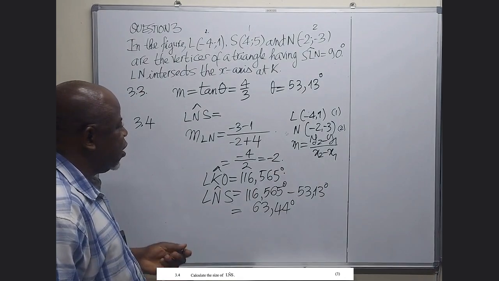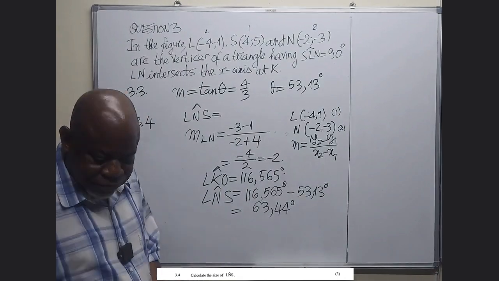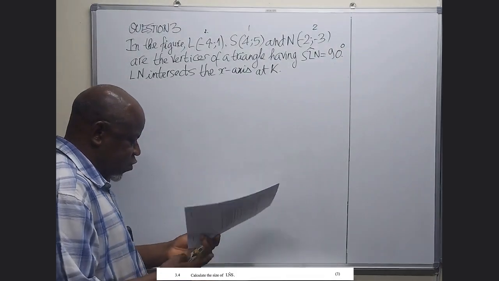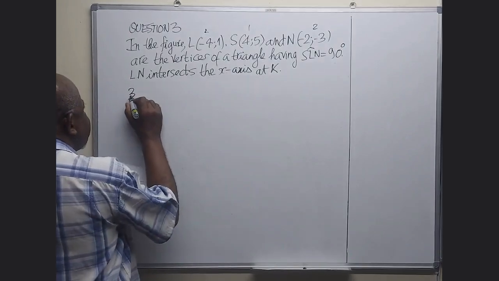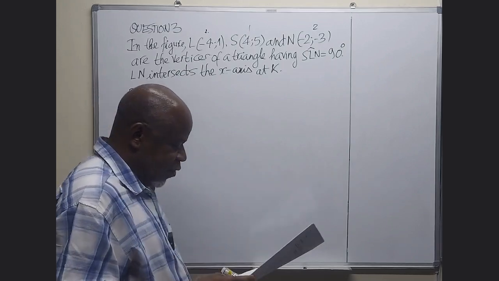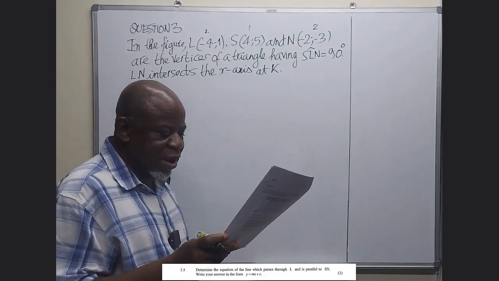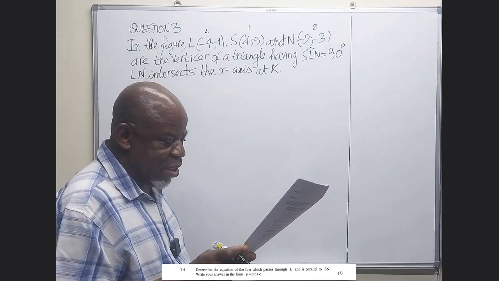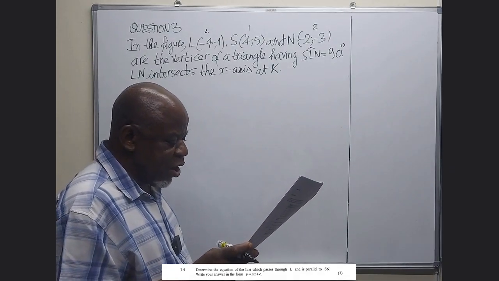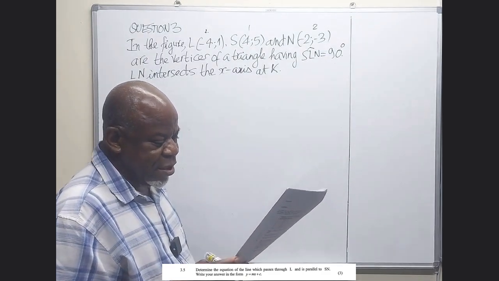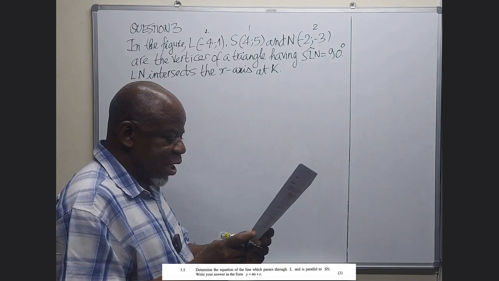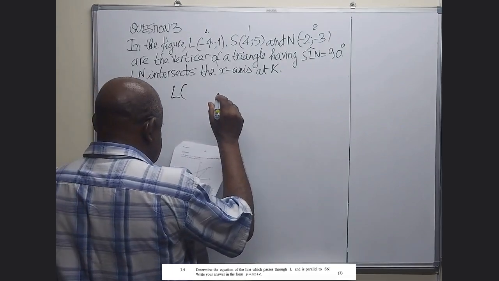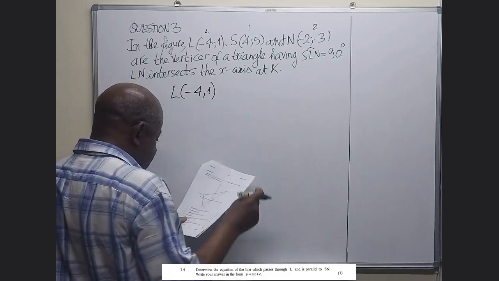We're going to clean the board, then we'll go to the next question. We're taking the next question, and that is going to be 3.5. Question 3.5, they're saying, determine the equation of the line which passes through L and is parallel to SN. Write your answer in the form y is equal to mx plus c. So they want us to get the equation of the line which passes through L. The coordinate of L is negative 4, 1.